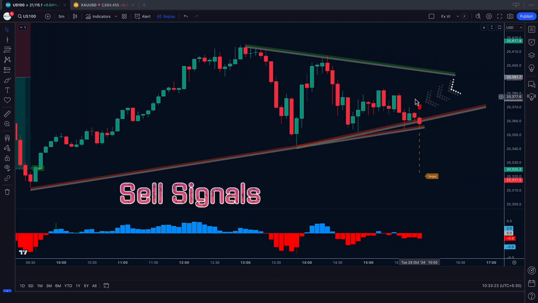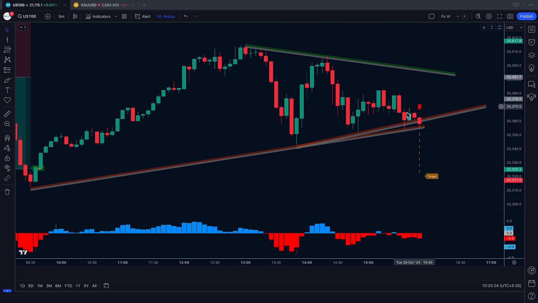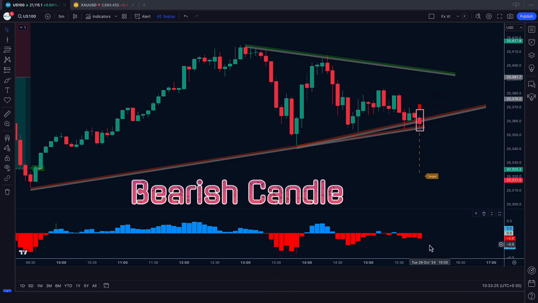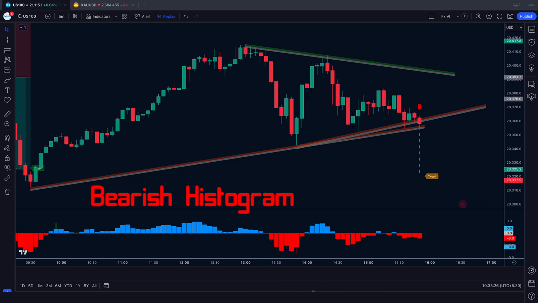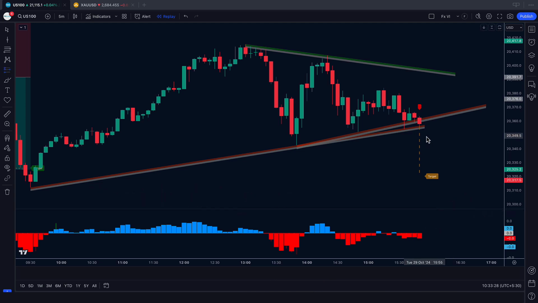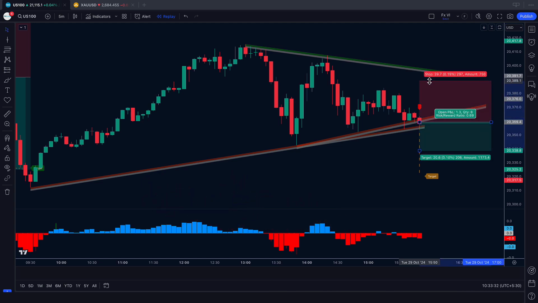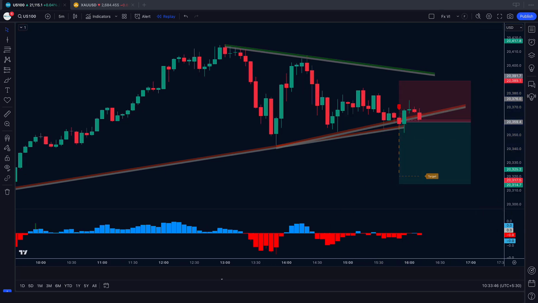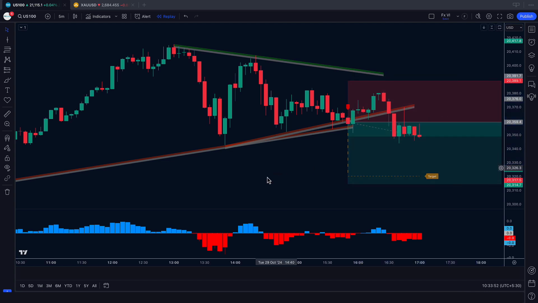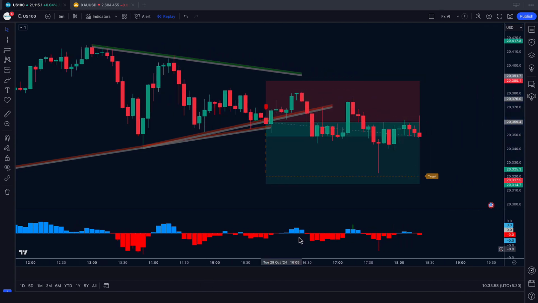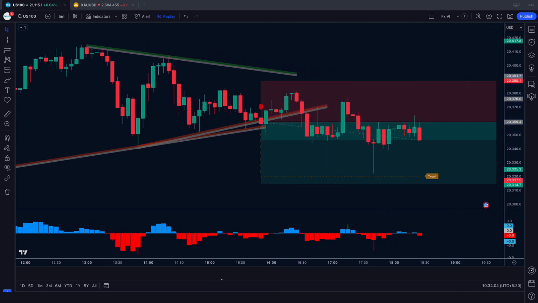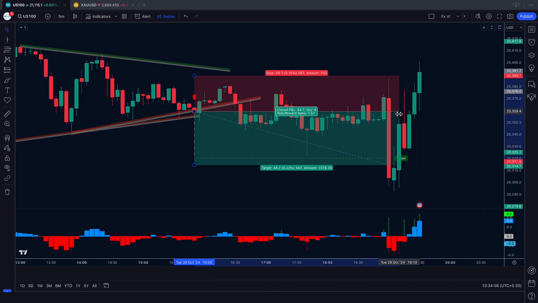The Trendline Breakouts indicator has given us sell signals. The market has made a bearish candle to give confirmation. And the column bars of the TB Trend Oscillator indicator show a bearish histogram. All these conditions are met, so we will place a sell order. Our stop loss will be placed at the current market's higher level. And the risk to reward ratio will be 1 to 1.5. The market has completely hit the target.